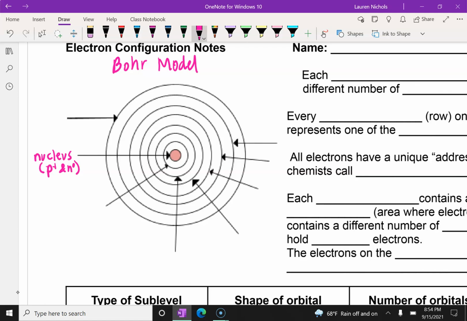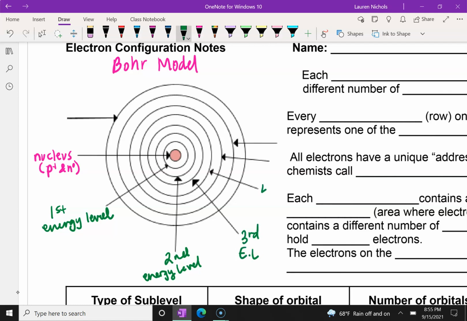That first ring is going to be our first energy level, and then the second ring is our second energy level, which from here on out I'm just going to write down as EL. Then we've got our third energy level, our fourth, our fifth, and our sixth, and then the one on the very edge is our seventh energy level. So overall, atoms can have up to 7 energy levels.